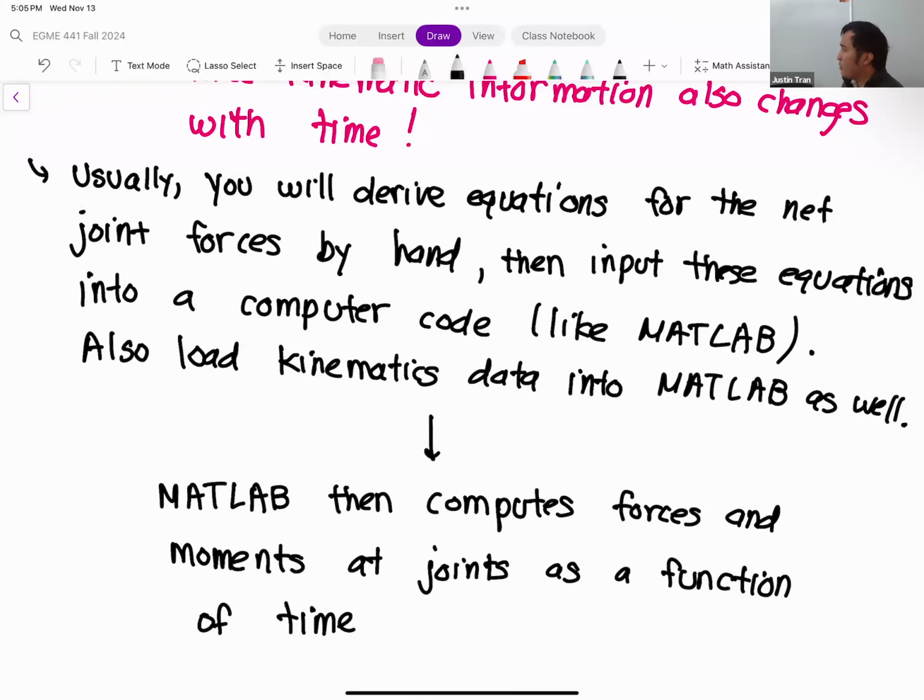So you have to really be careful about the moment equation. You want to make sure you sum it around the center of mass. There's a lot that's involved in computing the linear accelerations as well. Because that's the main work, right?